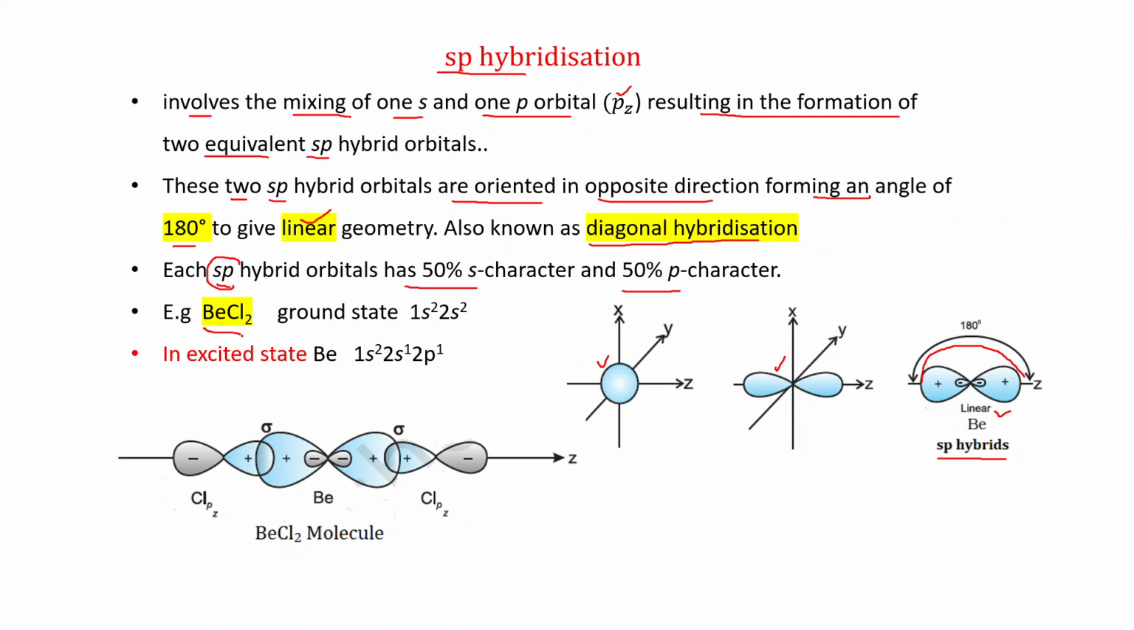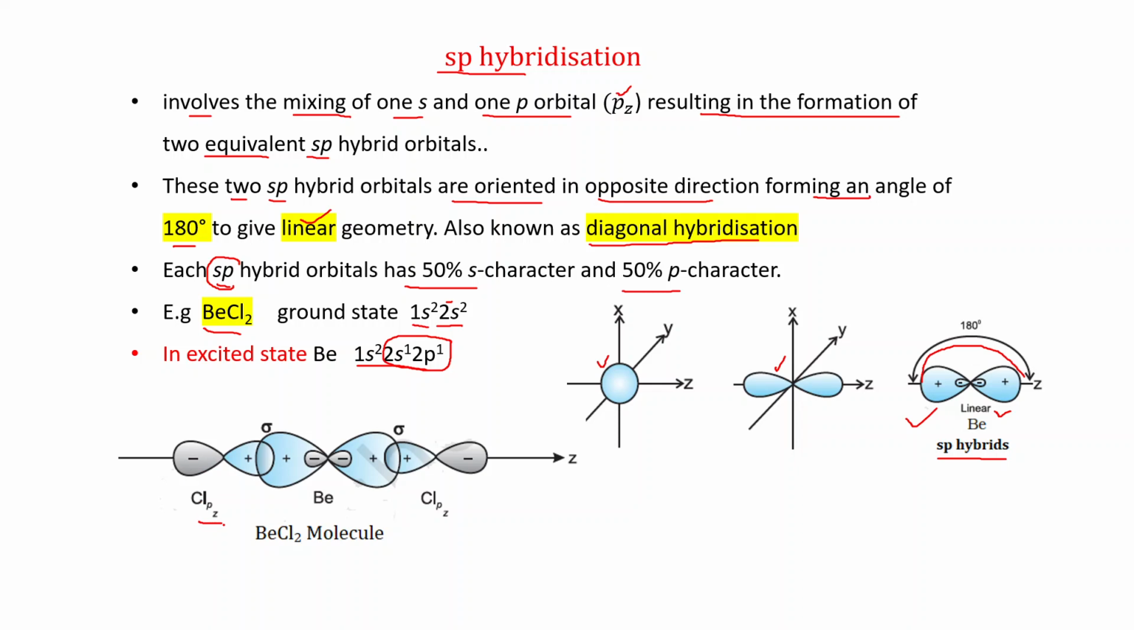For example, BeCl2. In the ground state, the electronic configuration of beryllium is 1s2, 2s2. In the ground state, there is no half-filled orbital. That's why one of the electrons from 2s is excited to 2p, and in the excited state the electronic configuration of beryllium is 1s2, 2s1, 2p1. Now these two orbitals of the outermost shell, 2s and 2p, undergo sp hybridization and produce two sp hybrid orbitals like this.